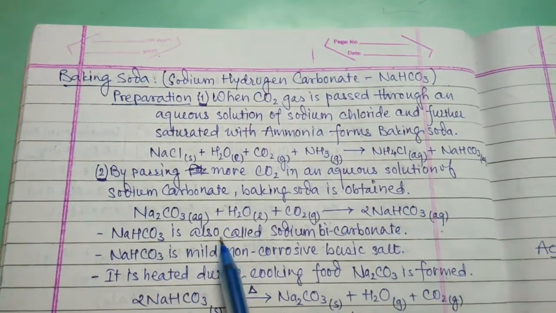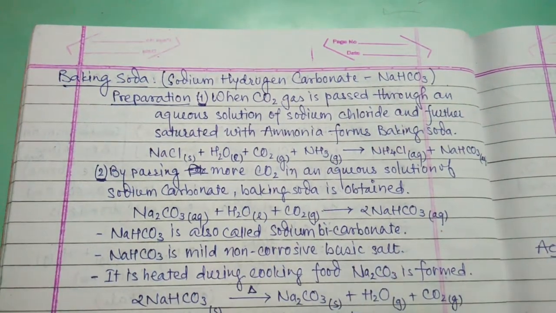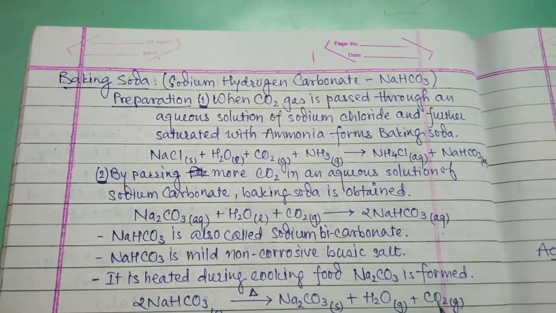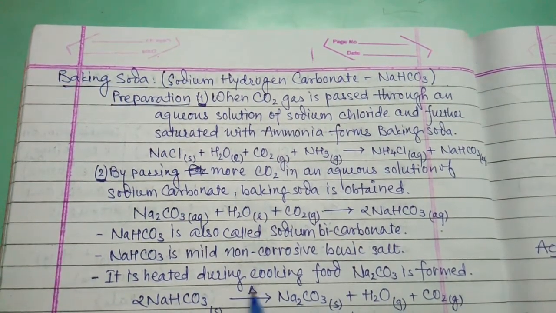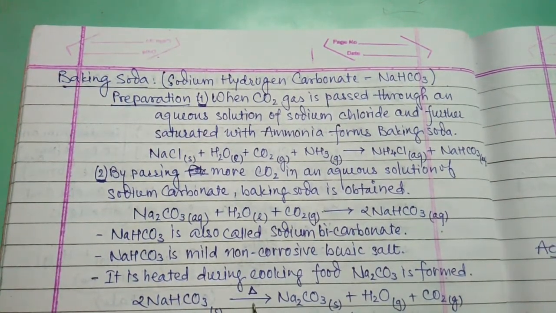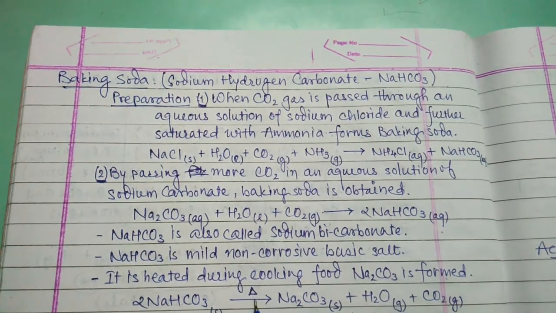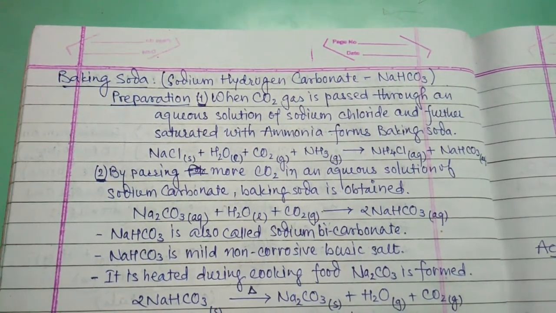Sodium hydrogen carbonate is also called sodium bicarbonate, and it is a mild corrosive basic salt. It is a basic salt, but it is corrosive also. When it is heated during cooking food, sodium carbonate is formed. Because it is baking soda, it is used in cooking.